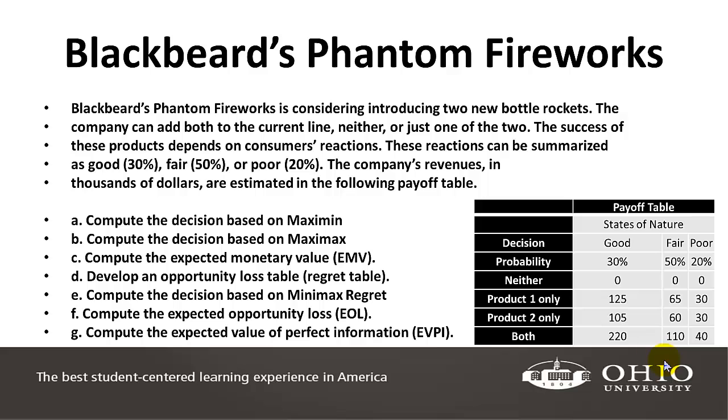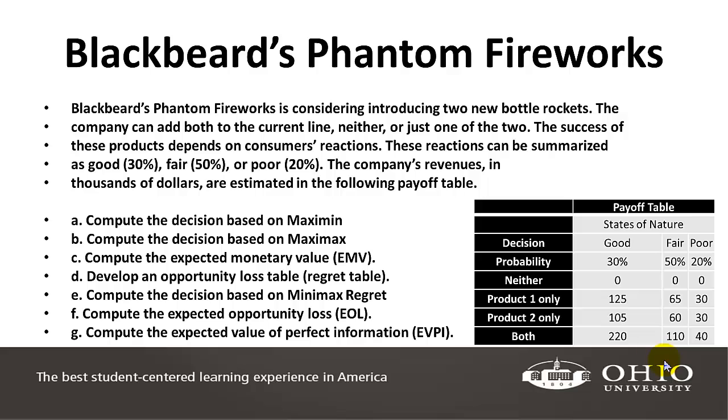We have estimated the probability of 3 what we would call states of nature, 3 reactions that we expect, and that is summarized by the following. We expect there to be a 30% likelihood that the customers will act in a good manner. We estimate that 50% is likely to occur with a fair reaction, and finally a 20% chance that the consumers will react poorly. The company's revenues in thousands of dollars are estimated in the following table.